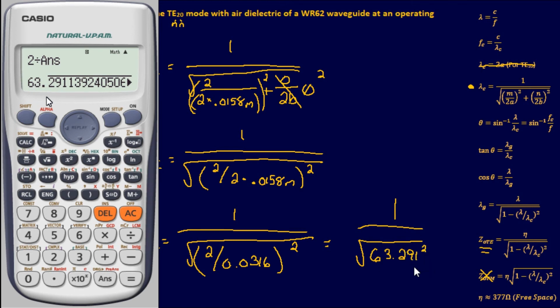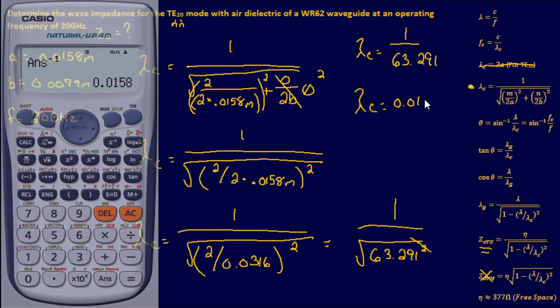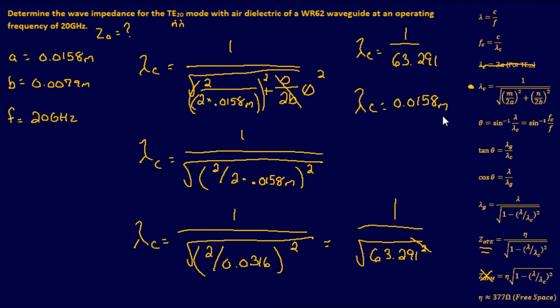63.291 squared. Well, the real good part about this is, anytime you have a square and a square root, those two are going to cancel out. So you're actually just going to have 1 over 63.291. So in other words, I could probably fit it up here. Wavelength cutoff equals 1 over 63.291. And that's an easy plug and chug in your calculator. It's going to give you an answer of 0.0158 meters. It's funny, it's the same thing as our alpha.